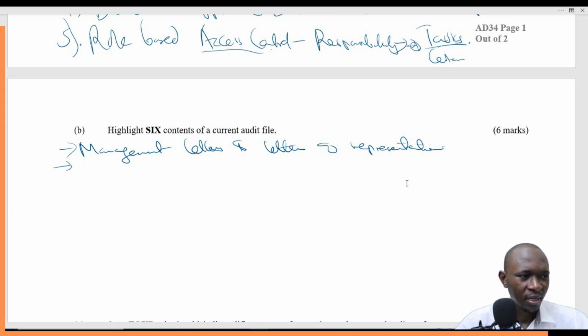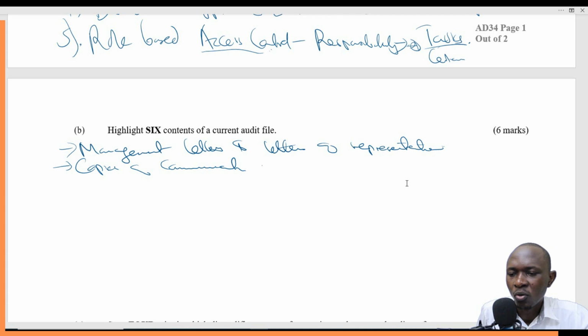Then we also have the copies of communication with other auditors or experts, copies of communication with other stakeholders as pertains to that particular year's audit.